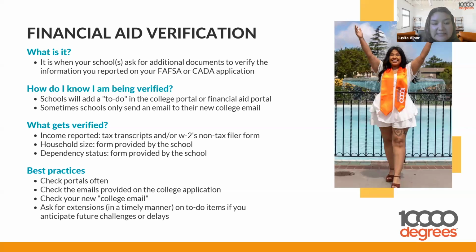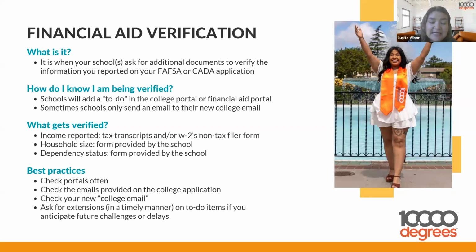And essentially what gets verified: the income that was reported on their tax transcripts or W-2 forms. Depending on the school, they might ask you to fill out a form with your students that verifies household size, and then again, a dependency status form provided by the schools.